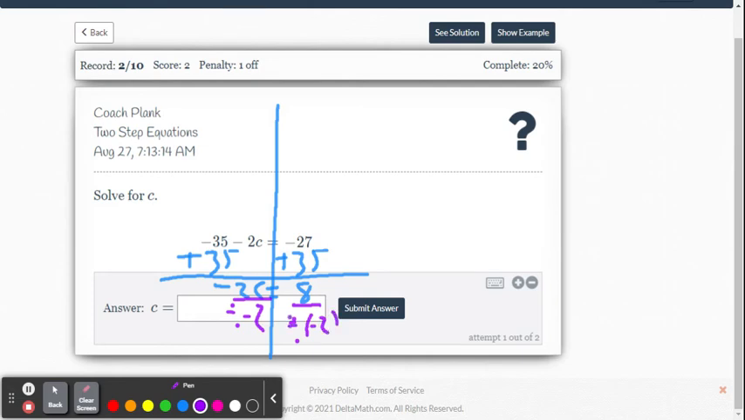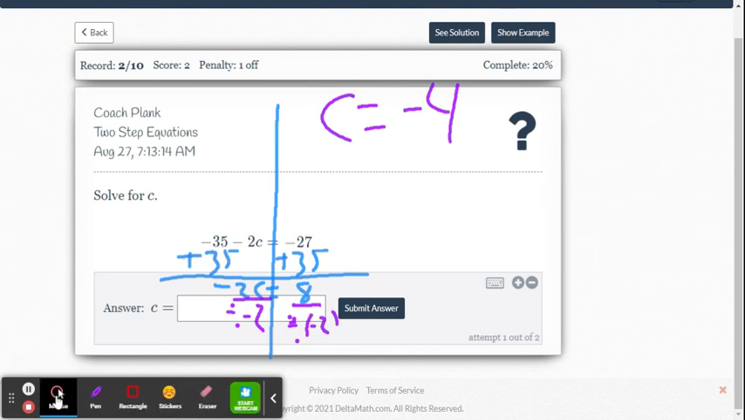You can also think of it as multiplying by the reciprocal of negative 2, which would be negative 1/2. But most students prefer divide by the negative 2. So then we get positive c on the left equals 8 divided by negative 2, which is going to be negative 4. Now we're going to go into DeltaMath and make sure we got it correct.